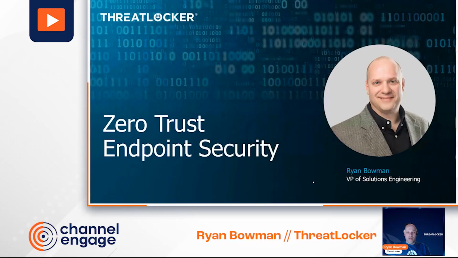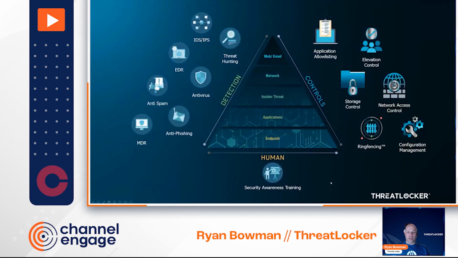So for those of you that aren't that familiar with ThreatLocker, we are a zero trust endpoint security solution. And what that really means is that we implement security through controls. So there are other methods of security, of course. We try to train our end users to not introduce threats into the environment. And we have a lot of detection tools out there that are trying to determine when that happens and to stop that threat from hopefully doing too much damage.